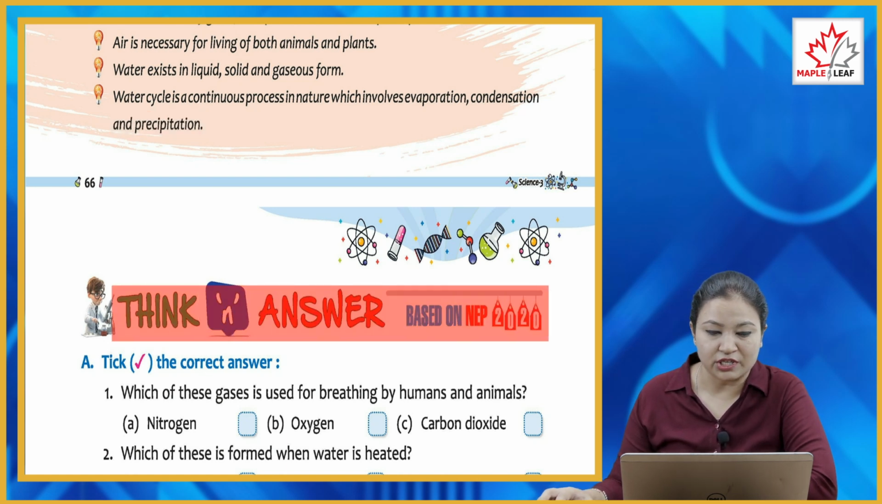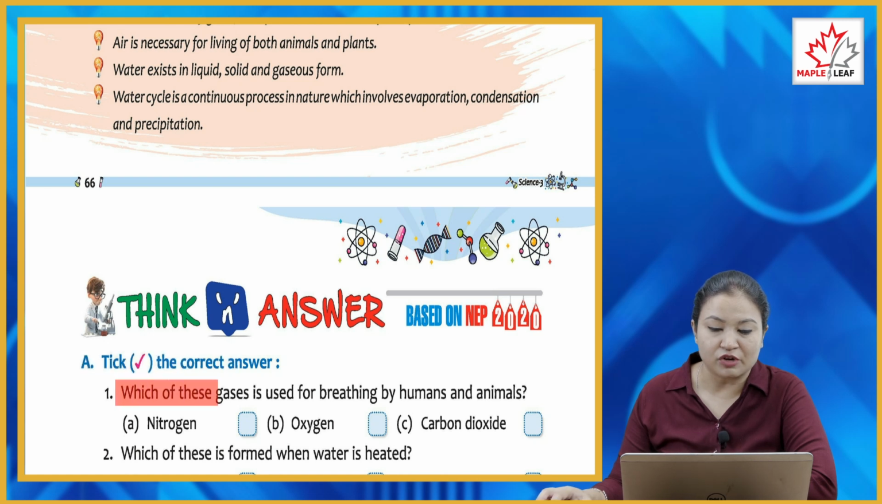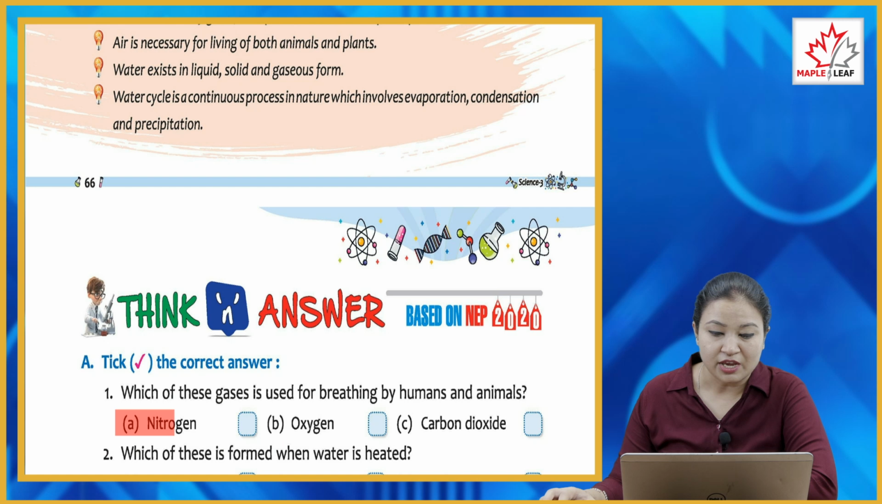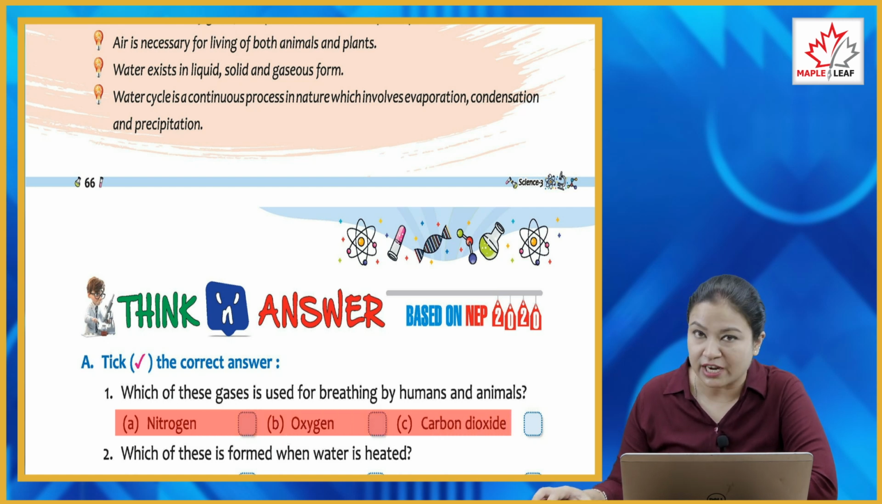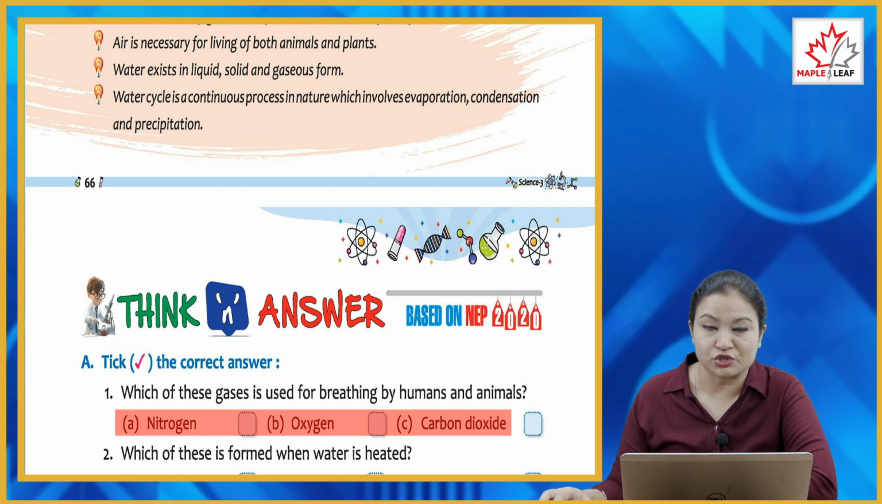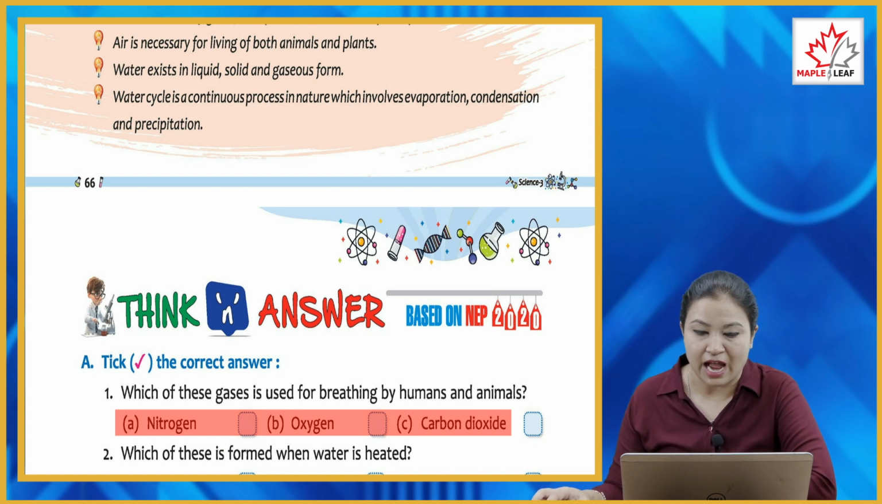Now think and answer, based on NEP 2020. A, tick the correct answer. Which of these gases is used for breathing by humans and animals? Option A, nitrogen. Option B, oxygen. Option C, carbon dioxide. So the correct answer is oxygen. Oxygen is a gas which is used for breathing by humans and animals.